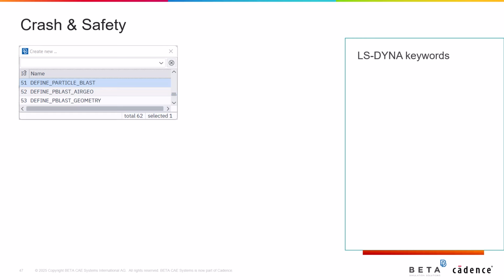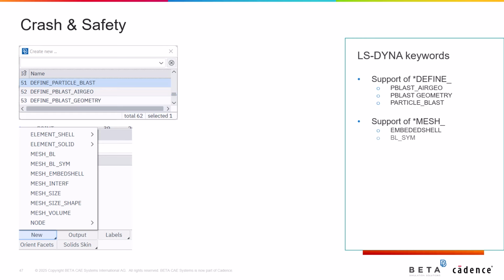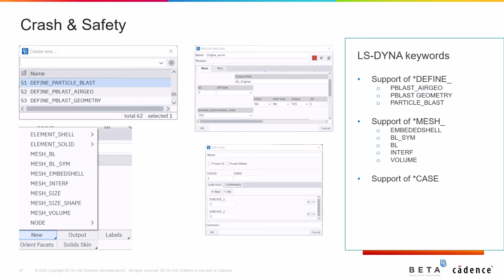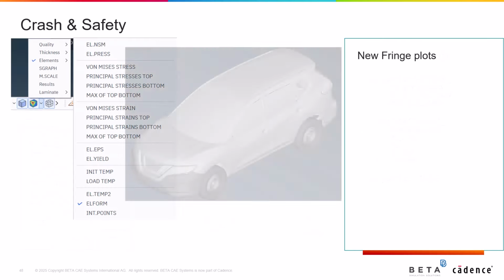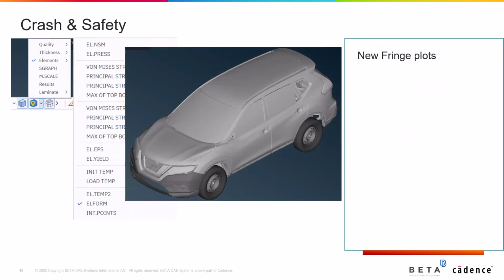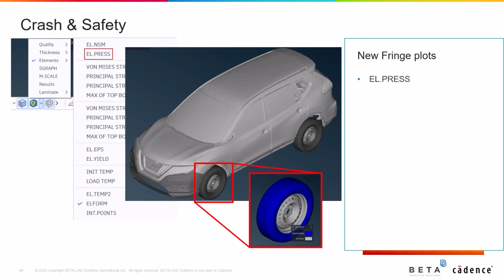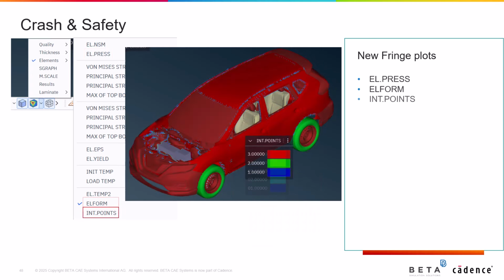Moving on to the LS-DYNA support, several new keywords have been introduced. These include BLAST keywords, CFD keywords, and the case keyword. New fringe plots are now also available. LS-DYNA load shell entity can be displayed via the L.press drawing style. Element formulation and number of integration points can be displayed via the ilform and int.points options, respectively.